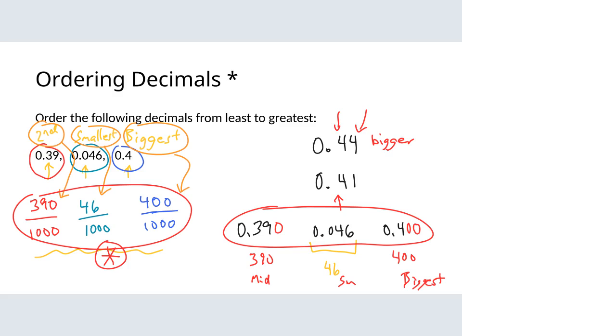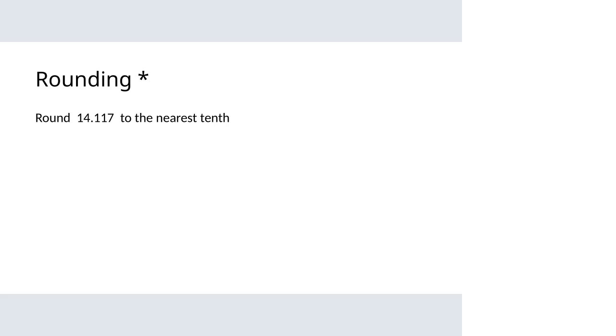Okay, let's talk a little bit about rounding. Rounding is probably something you're familiar with. We look one space to the right. If to the right is 5 or bigger, we round up. If it's 4 or lower, we round down. We're going to try a couple and see how they go. First, I want you to round 14.117 to the nearest tenth. And I'll make a poll for you.